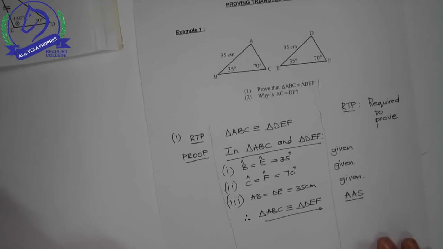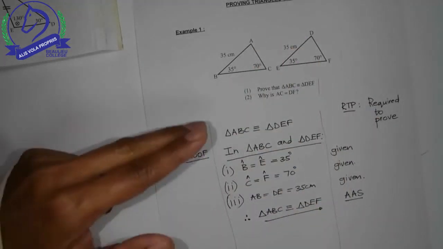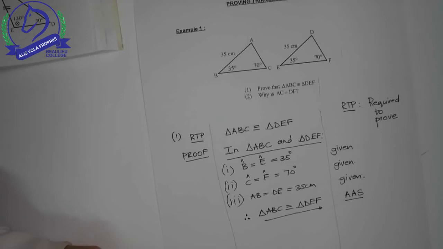Now, in the previous lesson, all you did was identify the case of congruency. You worked it out mentally. You looked for the sides and the angles, but you didn't write it down. You weren't required to write it down. In today's lesson, you are now required to write it down in a formal proof. And this is how you would prove congruency.